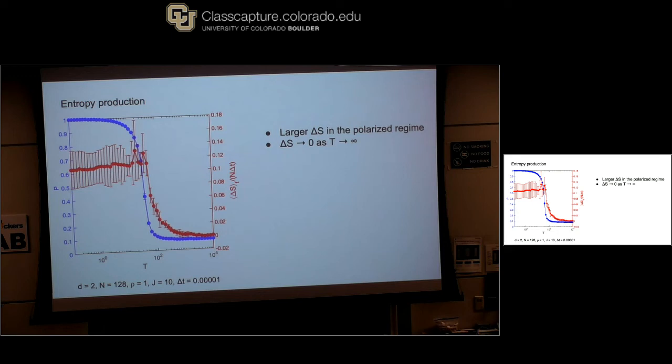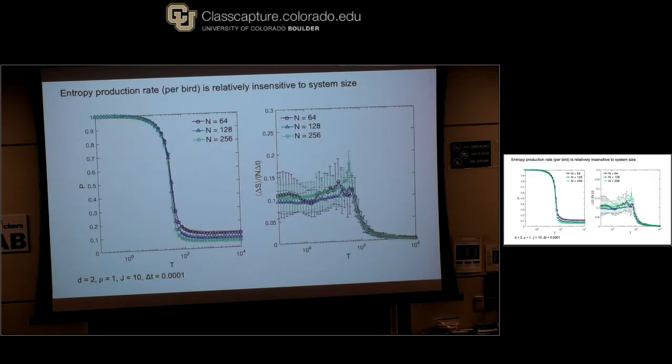So this is what entropy production looks like for 128 birds simulated together. And we can check how this goes if we change n. So these are the polarization curves, and this is for three different sizes of the bird flocks. And I don't know, there might be a difference there, but we can't tell. But yeah, Jordan?